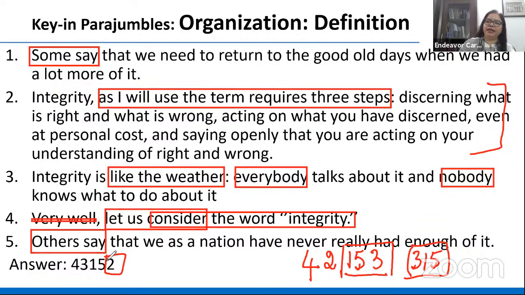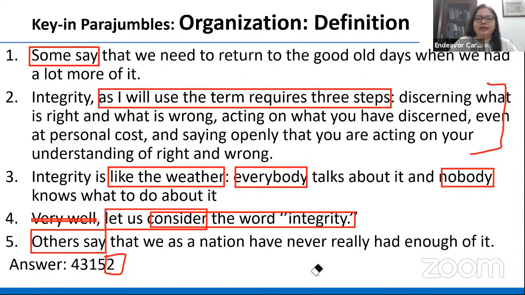Let's consider the word integrity. Everybody has an opinion about it. It's like the weather. Some have this opinion, some have that other opinion. So I'm making light of it. I'm not giving it much significance. I'm saying, others have meaningless opinions, but integrity is actually this, and people don't understand it well, right? So 43152 should be our answer, right? Okay, so good understanding here regarding how you logically place ideas.